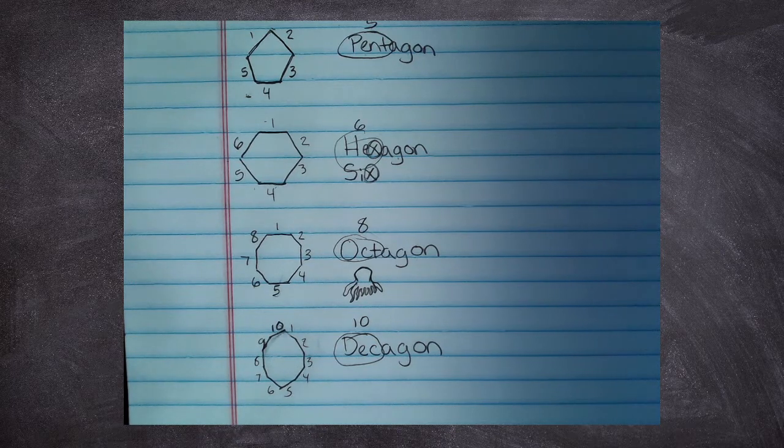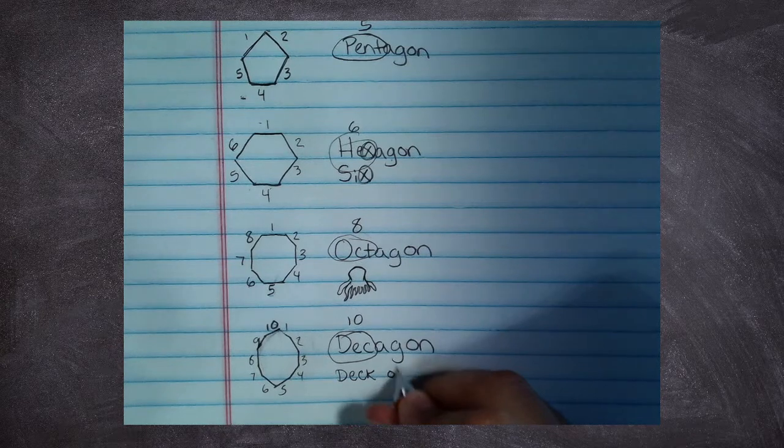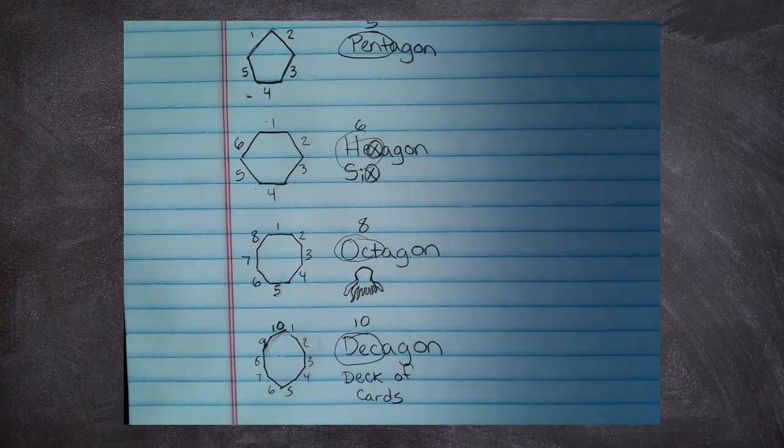The other thing you could remember is a deck of cards. If you have a deck of cards and you're flipping through all the cards, they start with number 1 and go all the way up to number 10. After that, they become what they call face cards. But the numbers go from 1 to 10, just like on a decagon, there are 10 sides.